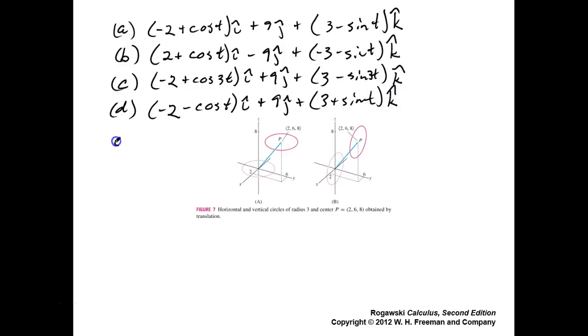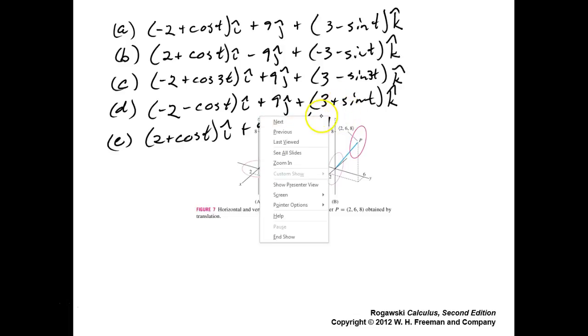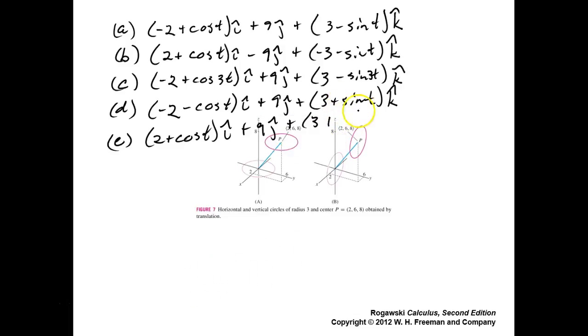And then E. Okay. 2 plus cosine t i plus 9j plus 3 plus sine t. Yuck. Get out of there. Okay. All right. It says, which 3 of these 5 vector valued functions parameterize the same space curve?